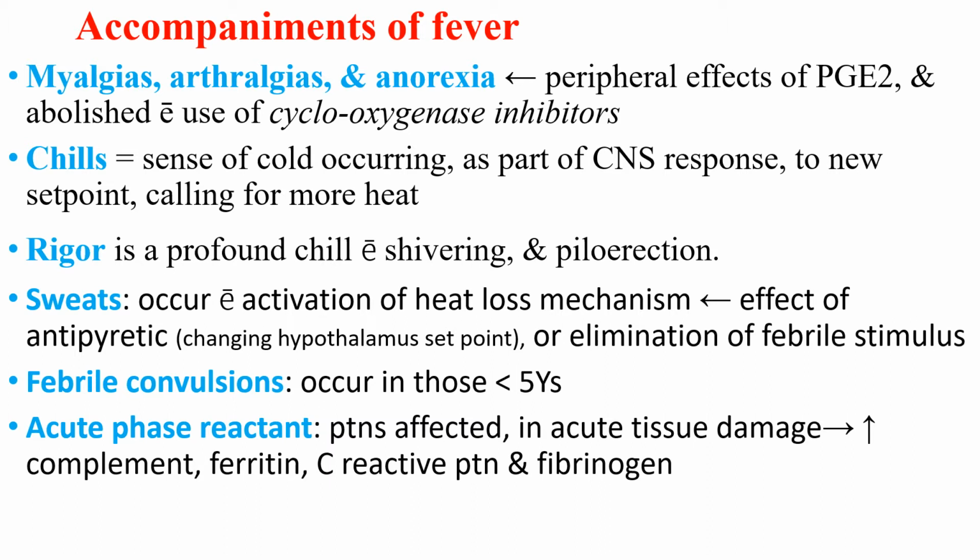Febrile convulsions occur in those less than 5 years. Acute phase reactant proteins affected in acute tissue damage will lead to increase in complement, ferritin, C-reactive protein, and fibrinogen. So these are what accompany fever: myalgia, chills, rigor, sweats, febrile convulsions, and acute phase reactants.